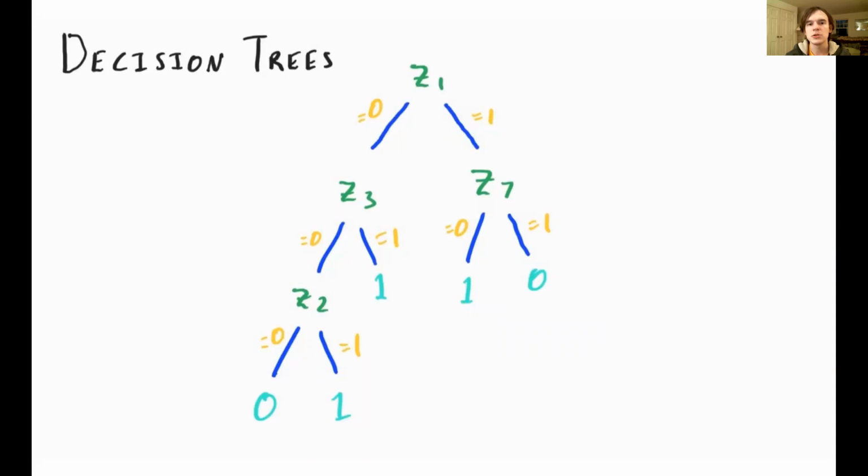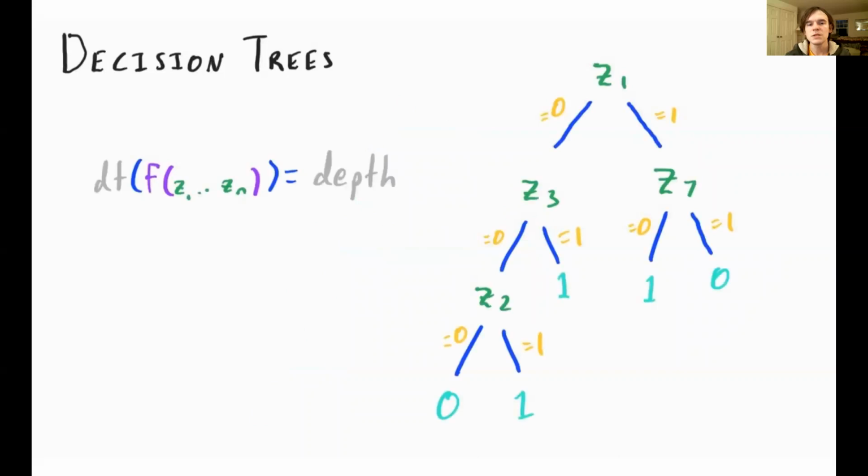And this is called the decision tree because we can arrange it in a tree-like fashion where each node is labeled with the variable you query at that step, and the edges are labeled 0 and 1 based on what you see. So in this model, the decision tree complexity of a function is the number of queries you need, which is the depth of the corresponding decision tree.